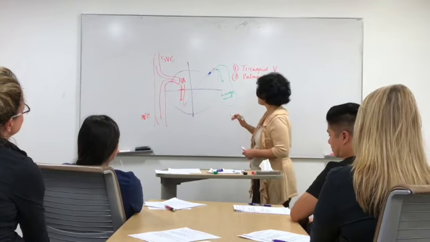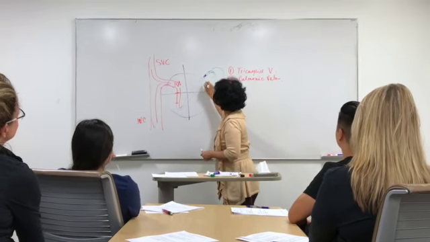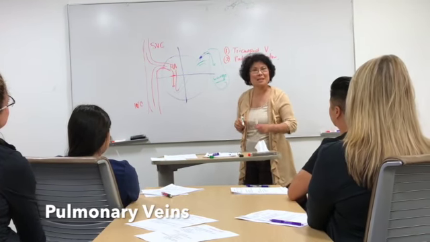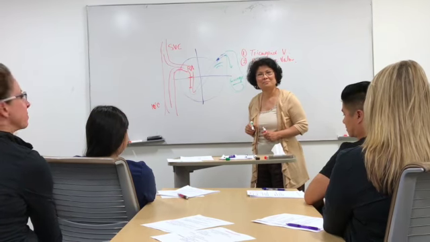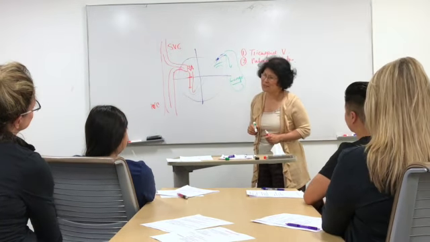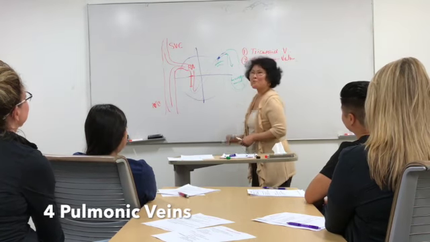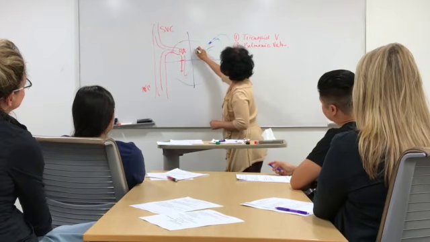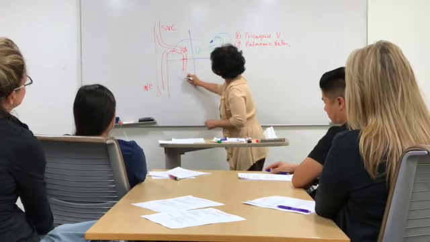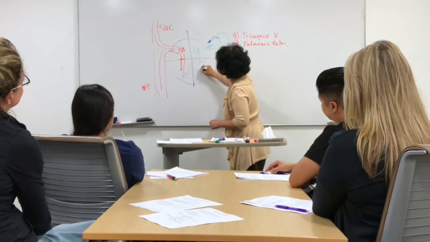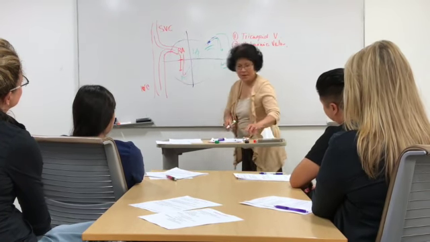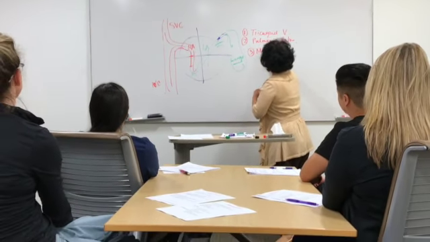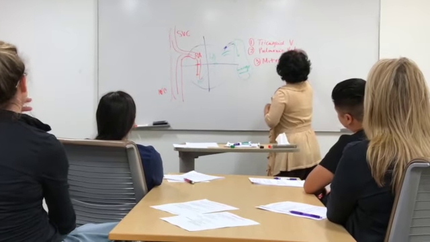Now it's time to go back to the heart via what? Pulmonary veins. And how many do you have? Four. Very good. So there are four pulmonary veins, one to each lung, returning to the left atrium in the form of oxygenated blood via what valve? The mitral valve. Mitral or bicuspid. They are synonymous.